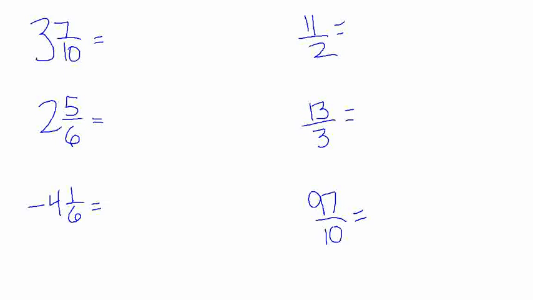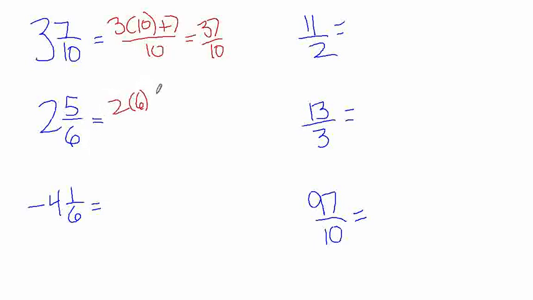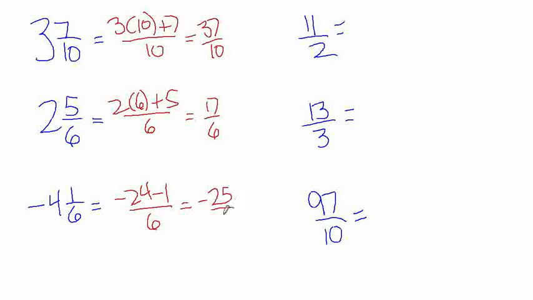Okay, I'll go ahead and work these out myself. So for the first one, 3 times 10 plus 7 over 10, that gives 37 over 10. For the second one, 2 times 6 plus 5 over 6 gives 17 over 6. For the last one, minus 24 minus 1 over 6. I hope you remember to subtract the 1 on that one. Okay, and so there I get those 3 answers.